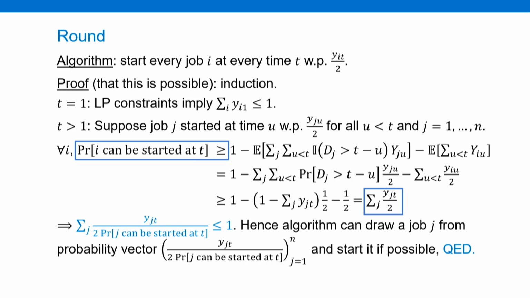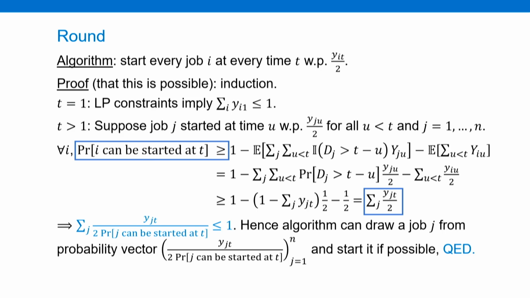And then the chance that I can actually start job j, meaning it hasn't already been started and the system is currently idle, is exactly the term in the denominator. That cancels out, and I get y_jt over 2. So, finished. And I swept something else under the rug.